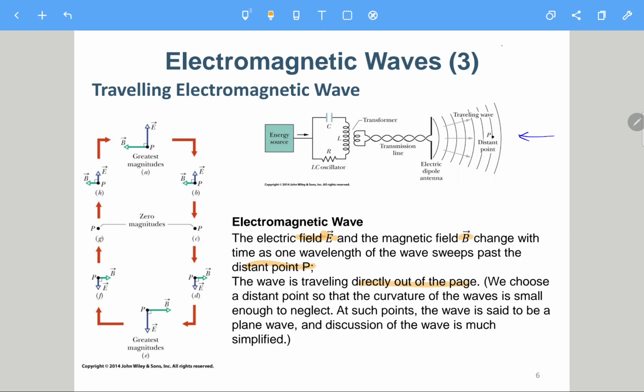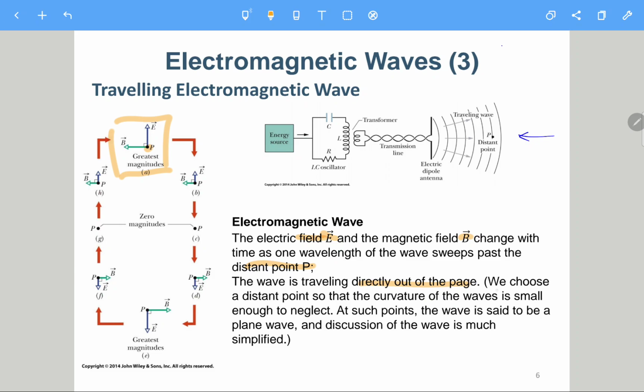Now it is assuming the wave is traveling out of the page, which means that for the right figure, the wave is definitely propagating to the right side. So it feels like you are seeing from the right-hand side. And then for the left figure, you consider this wave is propagating out of the page, but at different moments. So it shows 8 moments, from A to H.